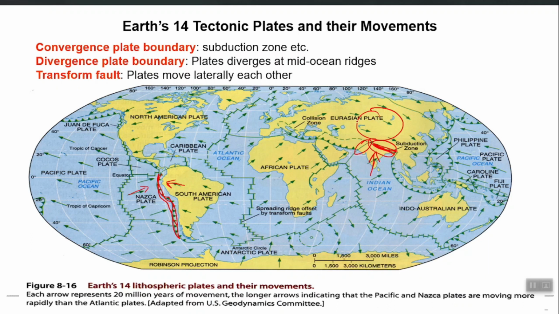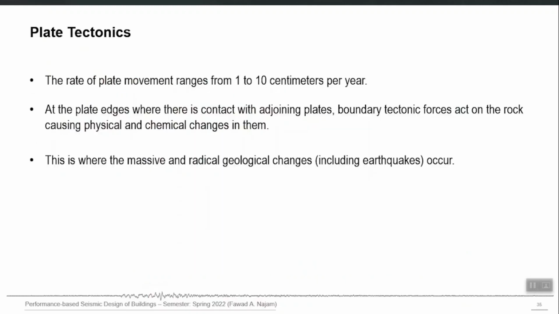Obviously this is a very simplified figure. If we zoom into a particular area, we have a clearer picture of what is actually happening there. But this gives an overall idea of which plate is moving in which direction and at what rate. Here, just check this part. Two plates are moving away from each other, the African plate and the South American plate. This is an oceanic ridge, or divergent plate boundary. The rate of these plate movements can be from 1 to 10 centimeters per year.